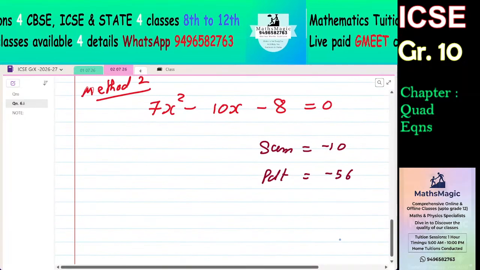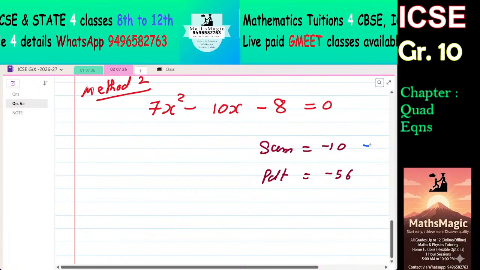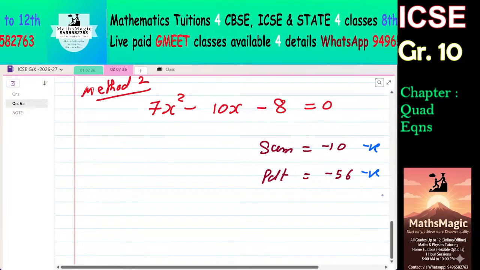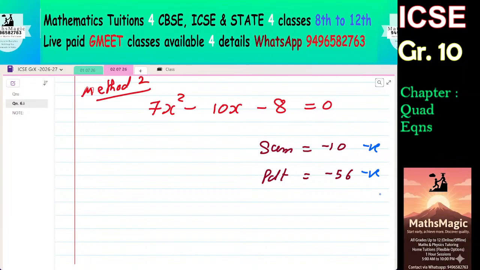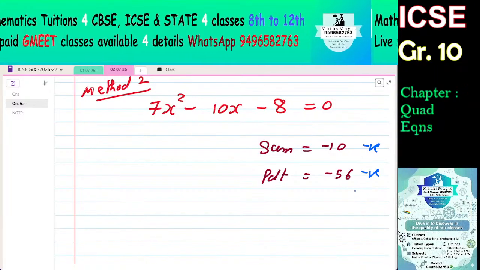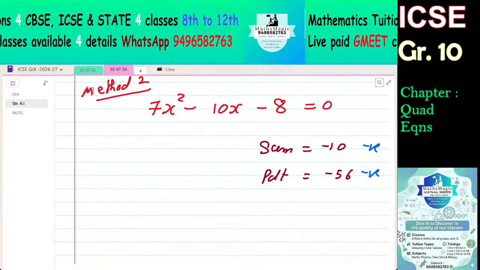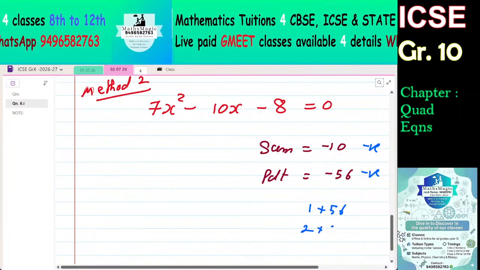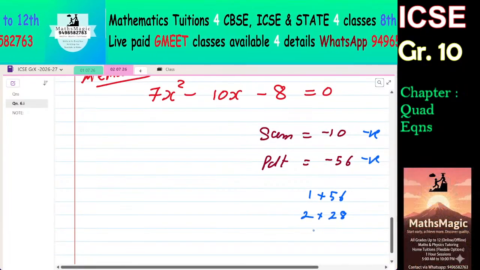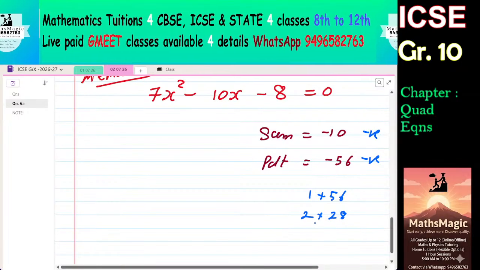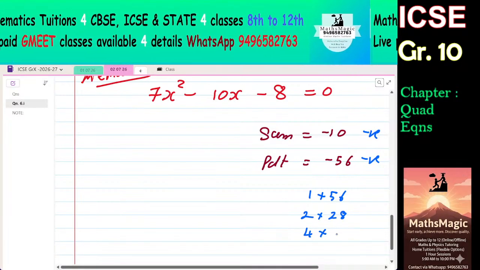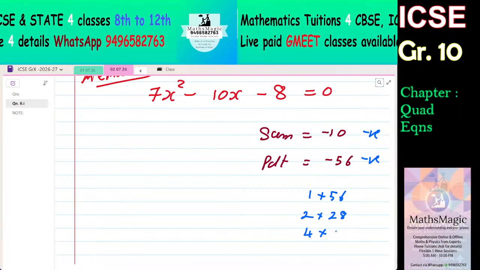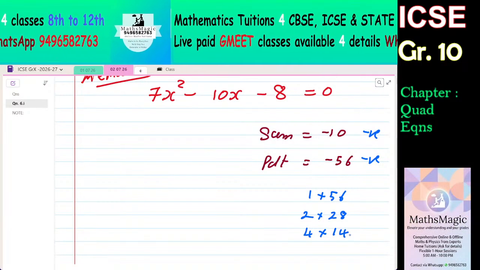Yeah, sum is negative, product is negative, which means different signs. Yeah, different signs. So 1 times 56 will not work, 2 times 28 will not work, 3 won't go, 4 times 14.